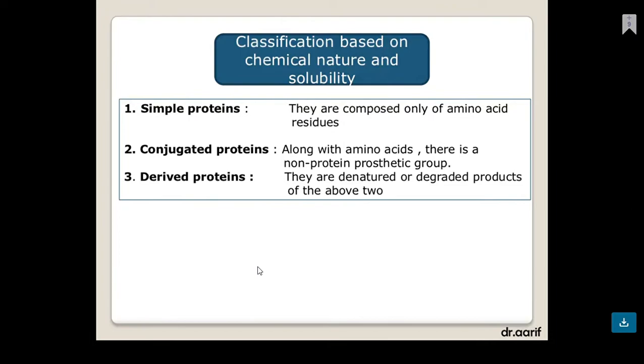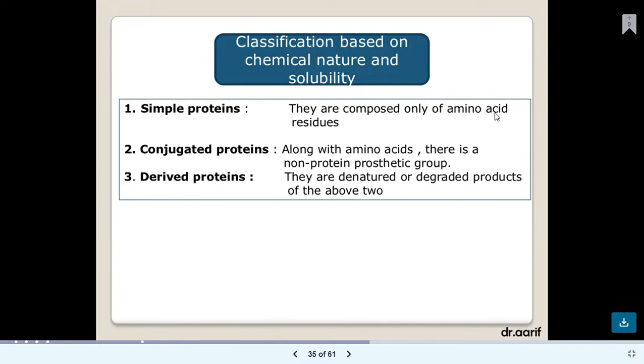Classification based on chemical nature and solubility: you have simple proteins, conjugated proteins, and derived proteins. Simple proteins are composed of only amino acid residues. Conjugated proteins have a non-protein prosthetic group along with the amino acids, and derived proteins are the denatured or degraded products of the above two. That is what we call the secondary metabolites.